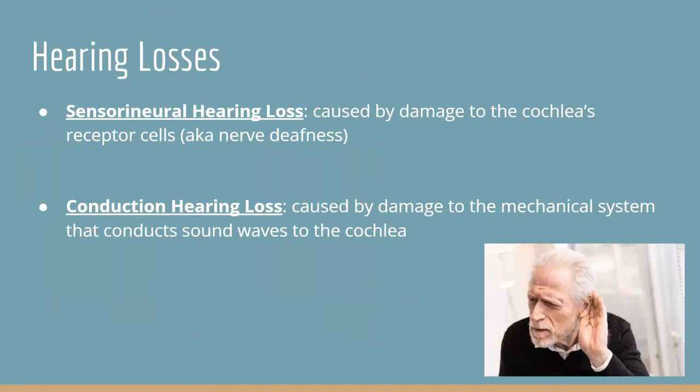Hearing losses. So there's 2 types of hearing losses you need to know. Sensorineural hearing loss. I might be saying that wrong, but it's a written test, so you don't have to know how to pronounce it. You just have to know what it looks like. It's caused by damage to the cochlea's receptor cells. It's also called nerve damage. But conduction hearing loss, this is damage to the mechanical system that conducts sound waves to the cochlea. What mechanical system is that? I'll talk about that in a minute.